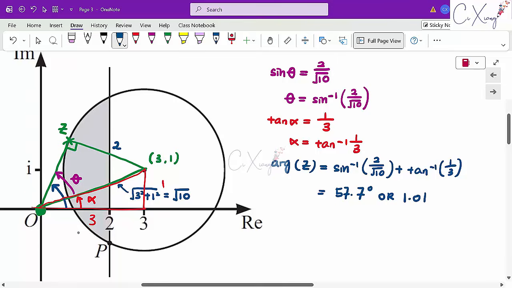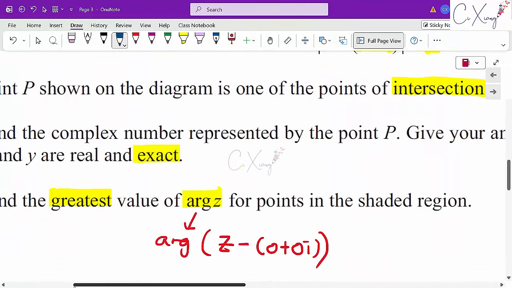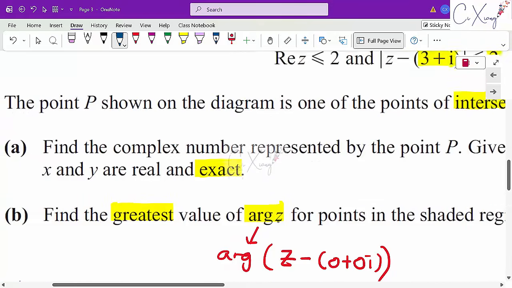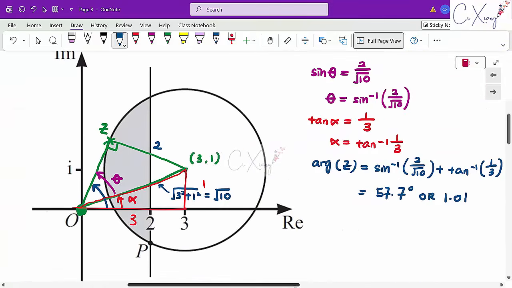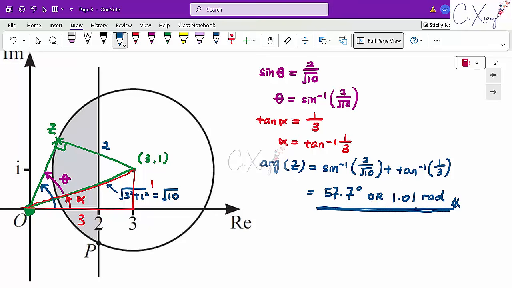Let me have a look at the request of the question, what they want. They just say find the greatest value of argument Z, right? But they didn't mention what the unit is, so you can keep your answer in any format. If, let's say, 3 significant figures, then it will be 1.01 radian. For degree, it should be up to 1 decimal place of accuracy. This is how we get the greatest value for the argument Z in the shaded area. So this is how we get the answer for part B and solve question number 3.